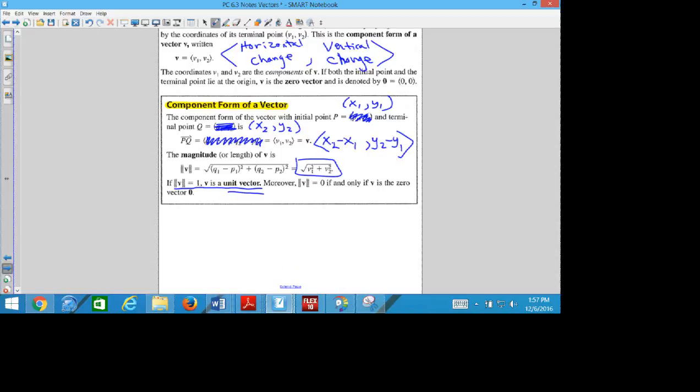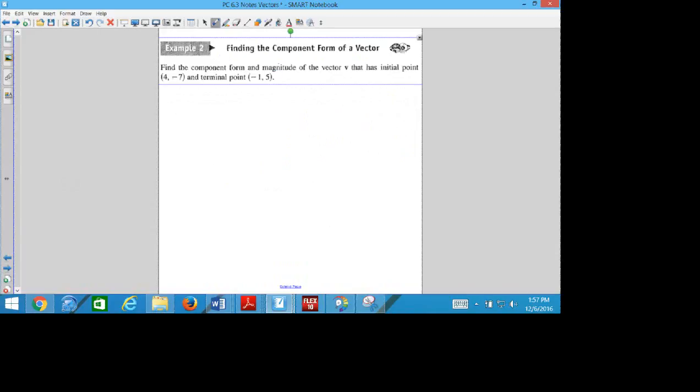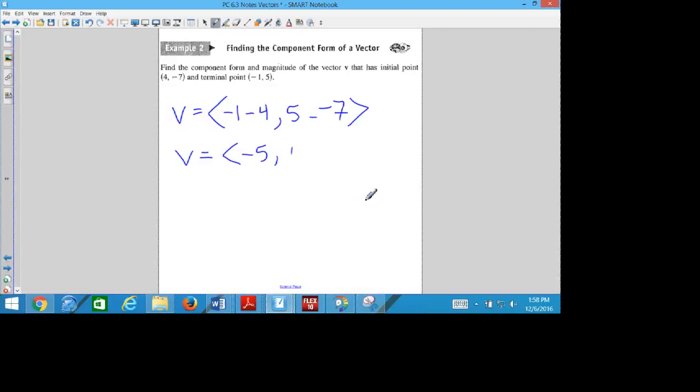Okay, so here's finding the component form of a vector. So we're going to use that formula that we just wrote down to find the component form and the magnitude of the vector. So it tells us our initial point and our terminal point. So the component form of vector v is subtract the x's, -1 minus 4, comma, subtract the y's, 5 minus -7. So the component form is <-5, 12>.